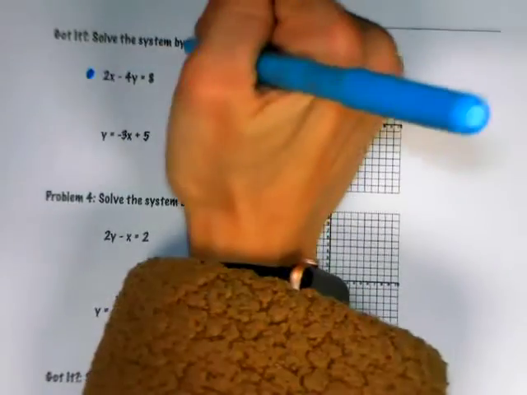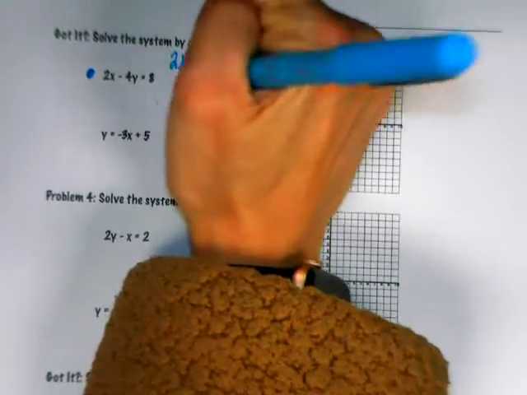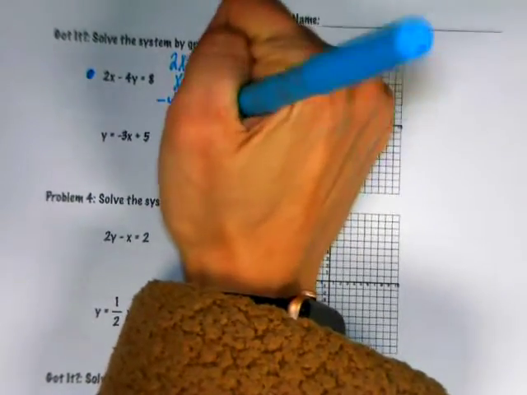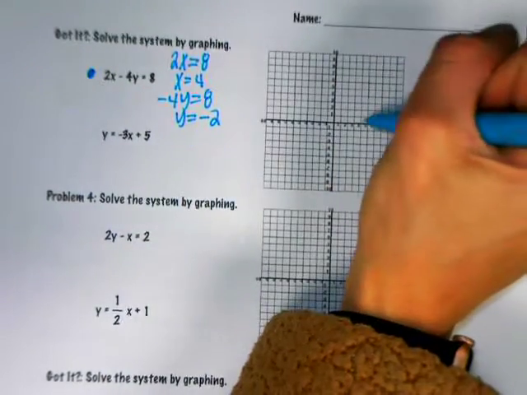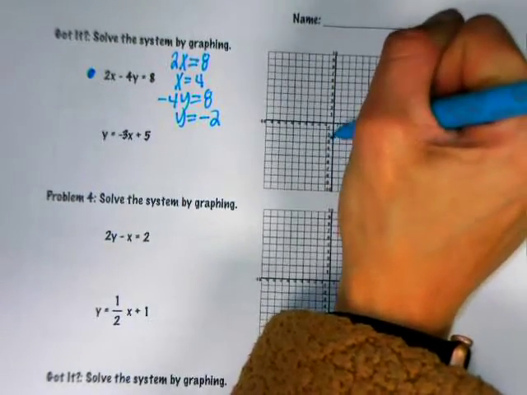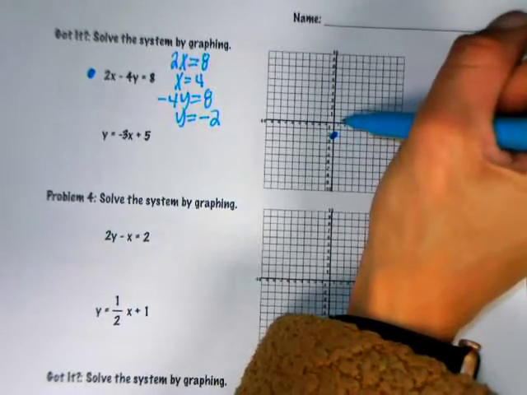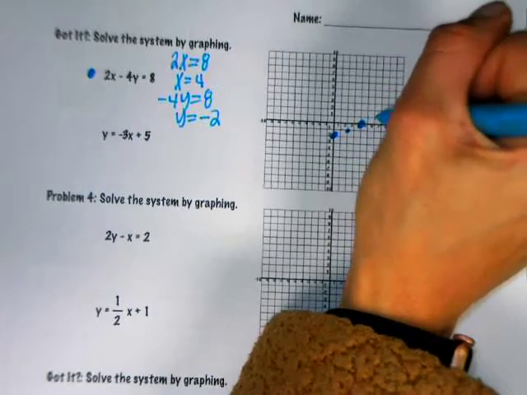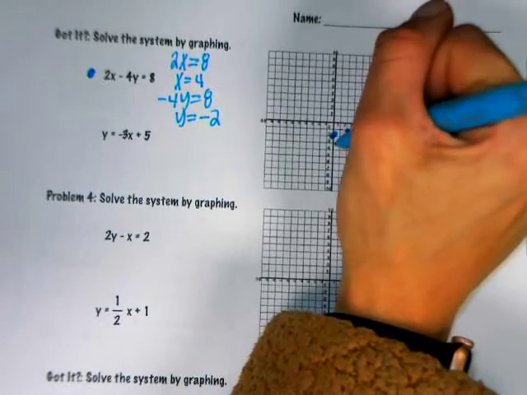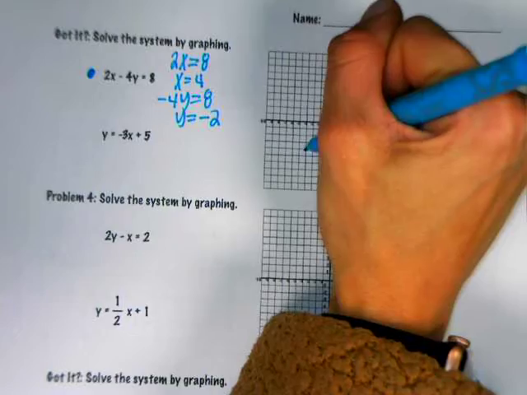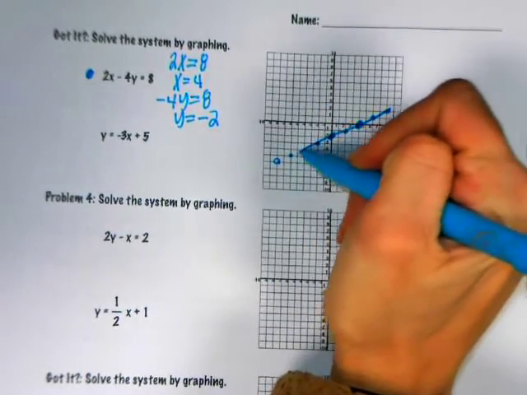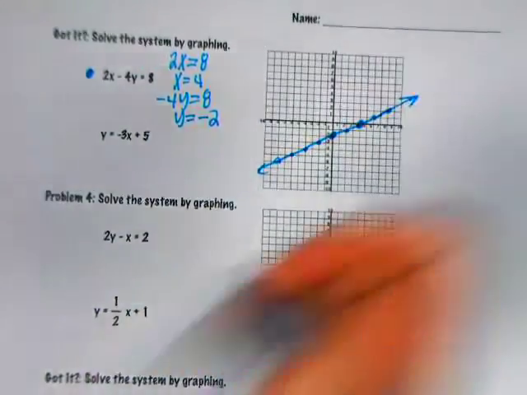All right, on this one, for the intercepts, we have 2x equals 8. So what does x equal? Yep. And we have negative 4y equals 8. So what does y equal? 2. Yep. Okay, so it's up 2 over 4, so it's like up 1 over 2. Okay, so there's that line.